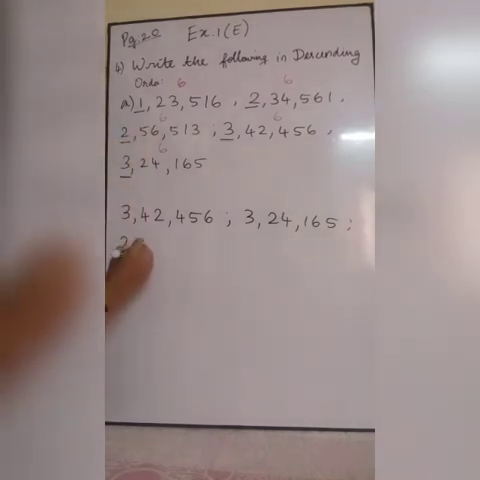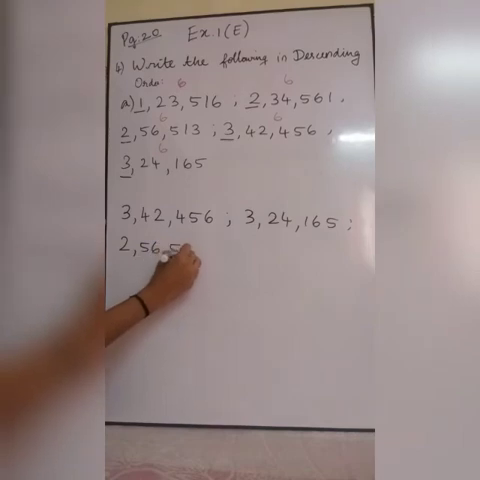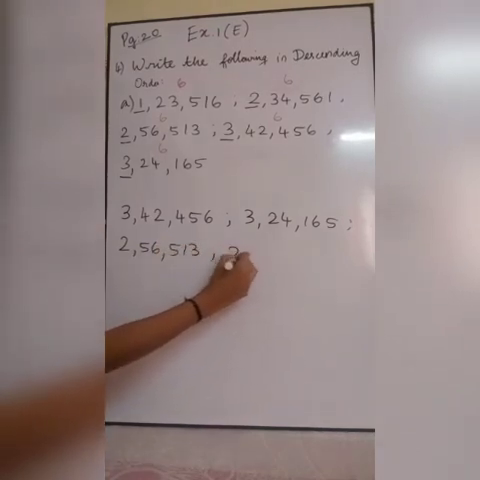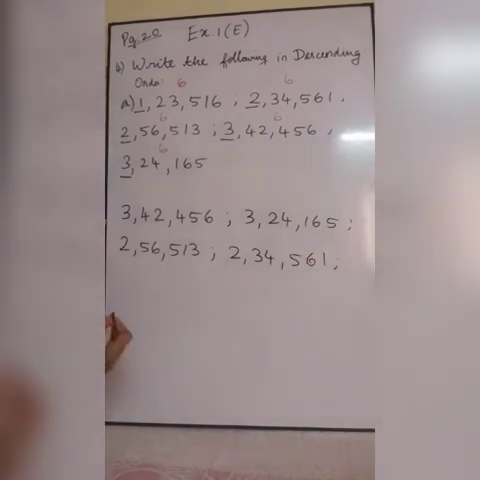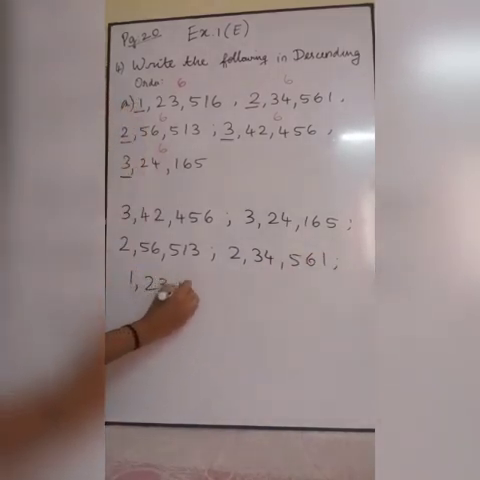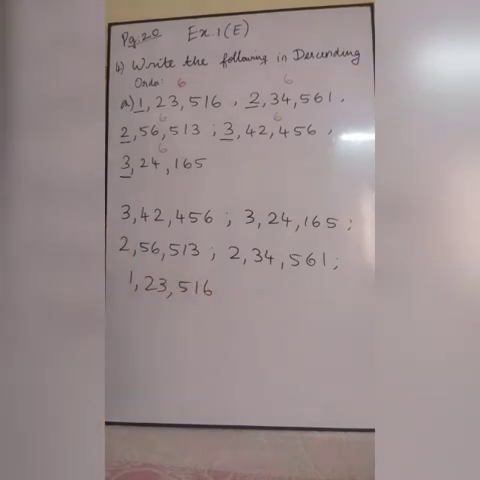So 2,56,513, 2,34,561. After that 2, 1. So 1,23,516. So actually I have arranged them from the biggest to smallest.